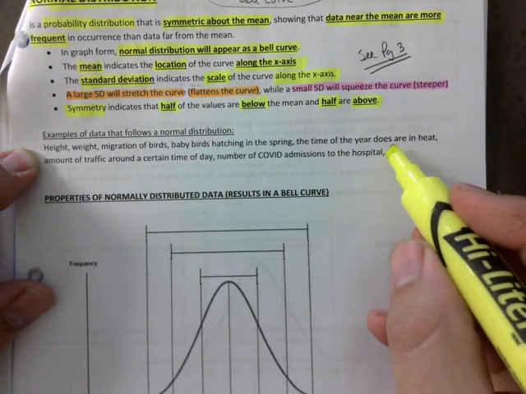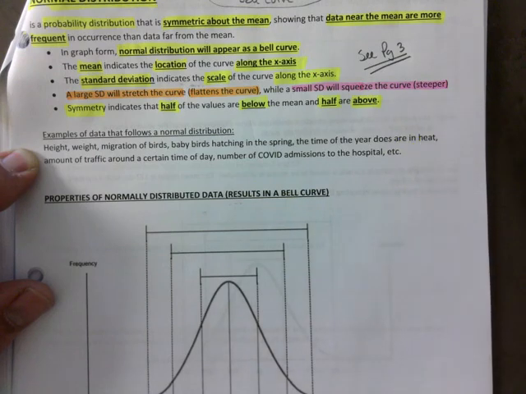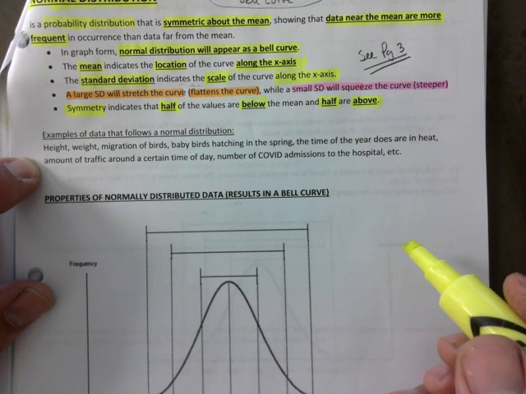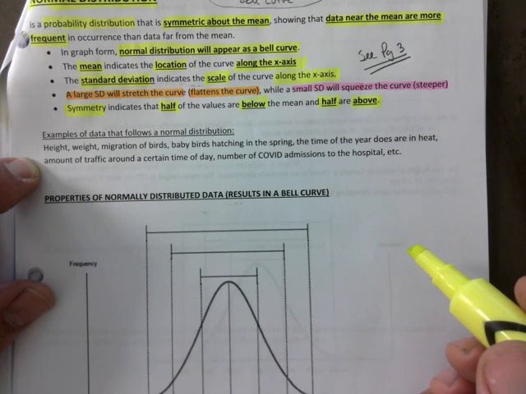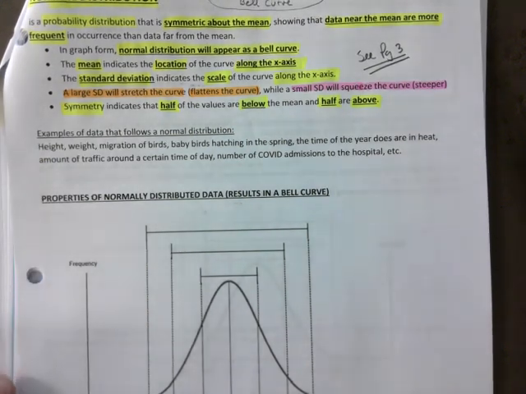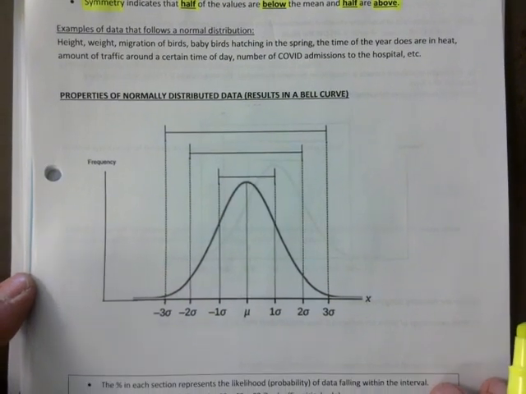Time of the year does are in heat, like female deer, right? There's that peak. Some go in heat earlier, some later, okay? Amount of traffic around certain times of the day, building up to that rush hour, right? Number of COVID admissions to the hospital, and so forth. Is it perfectly normally distributed? Not always. But if it's close enough, we still call it a normal distribution.